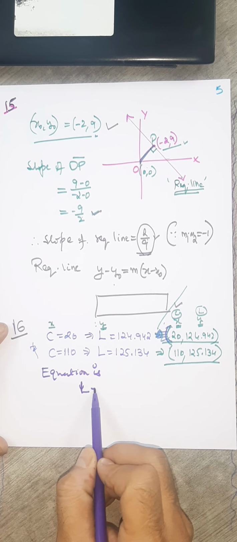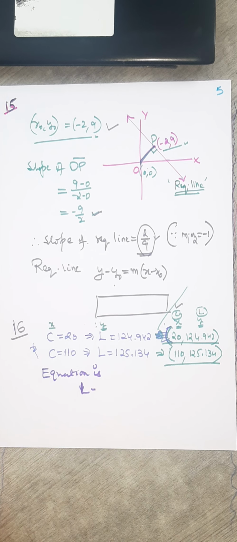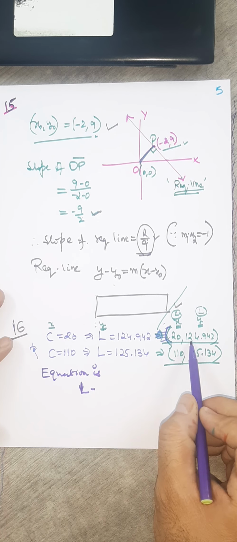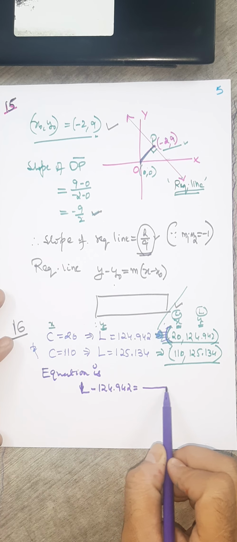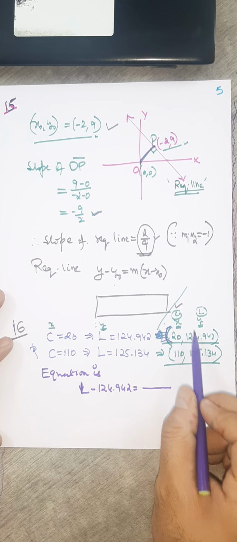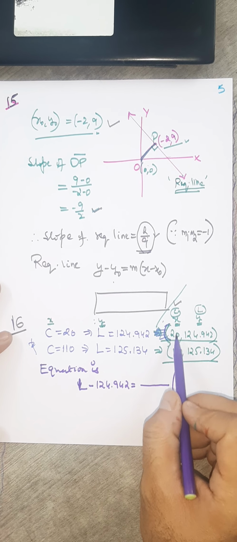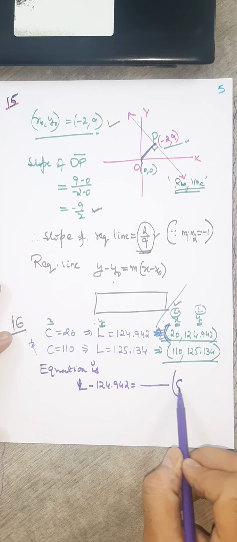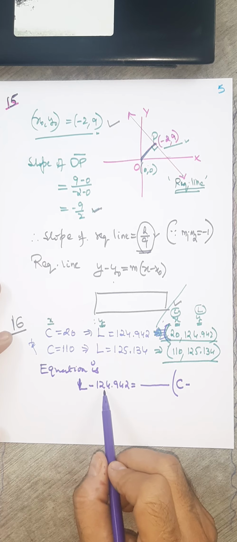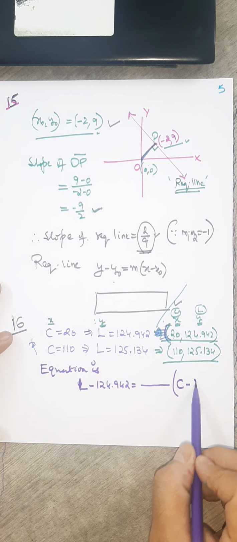Because you are given 2 points, the equation is y, which means L here, minus y0. You can take this as x0, y0. So y0 is 124.942, equals slope, which we'll find very soon, y2 minus y1 upon x2 minus x1, and here x minus x0. Variable x means which variable? C. So y minus y0 equals slope into x minus x0, and x0 here is 20.